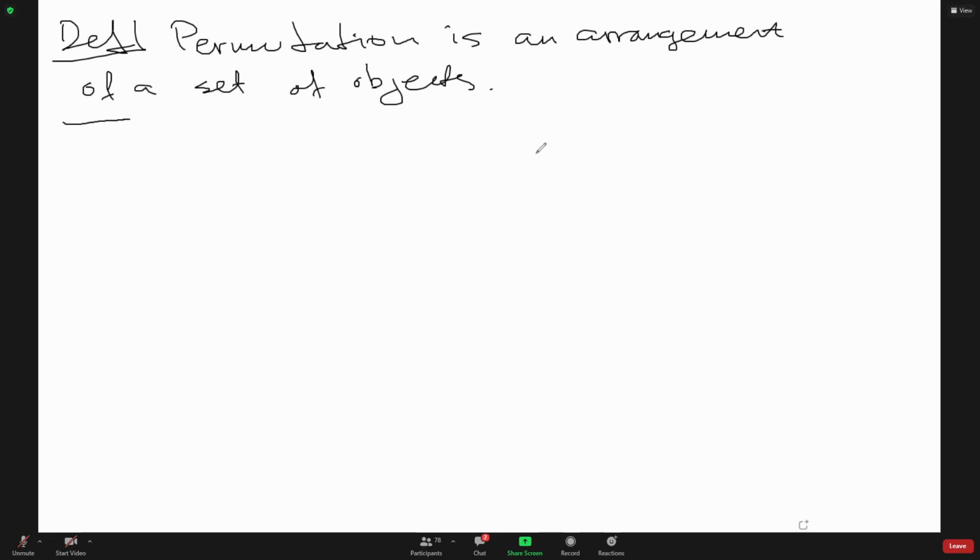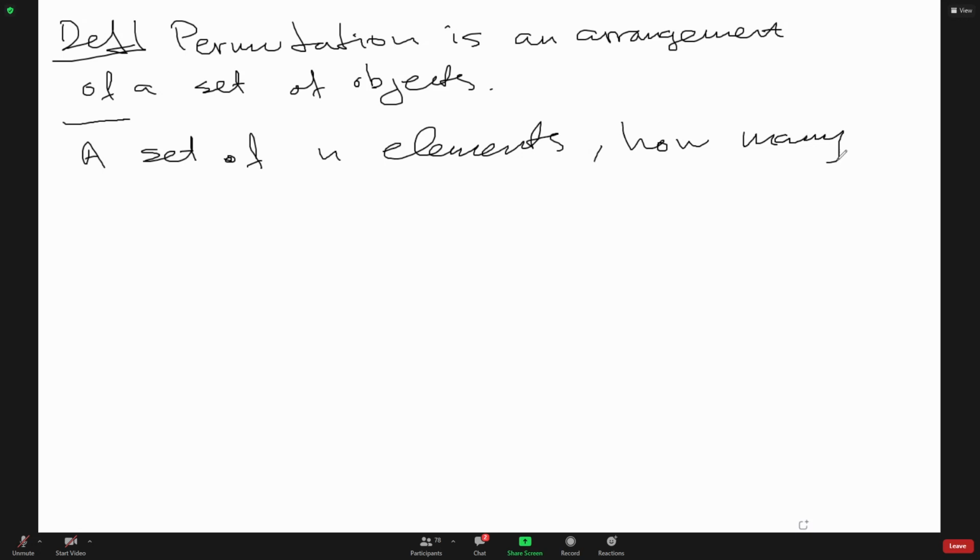Let's say you have a set of n elements. How many permutations does it have?